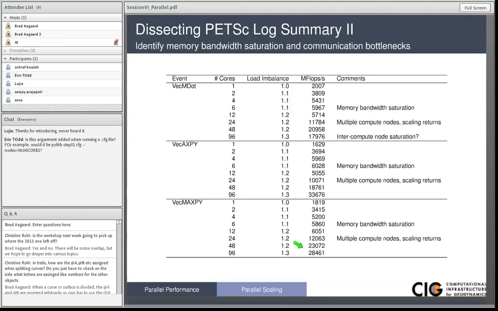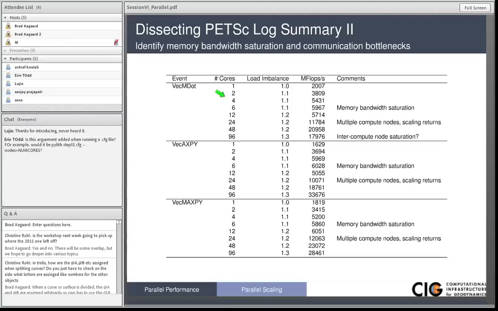I point this out not necessarily because you're going to want to dissect your log summaries to this extent, but to point out that you're usually going to saturate your memory bandwidth within, say, a third to half the number of cores per processor that you have. So don't expect that as you start using more of your cores you're necessarily going to get that much better runtime. But you will get better runtime if you start using more compute nodes.